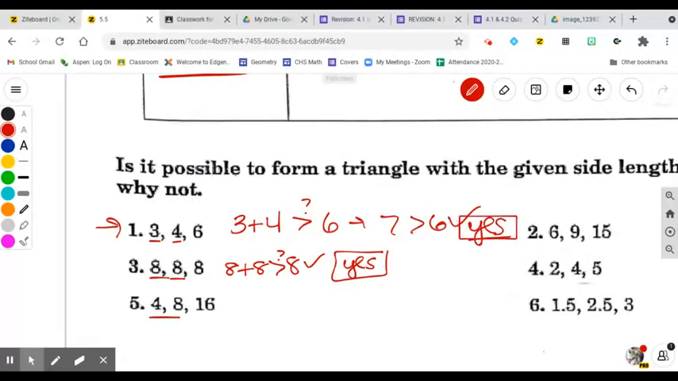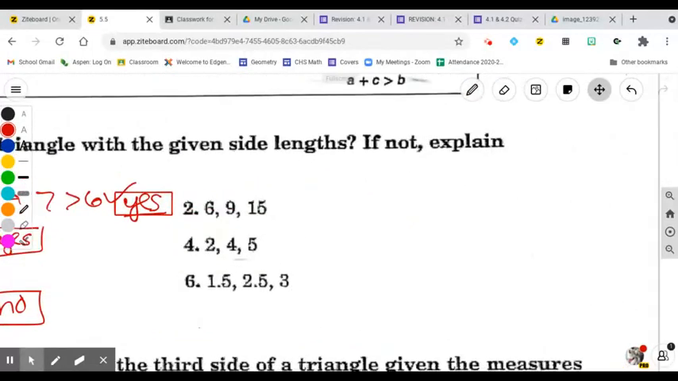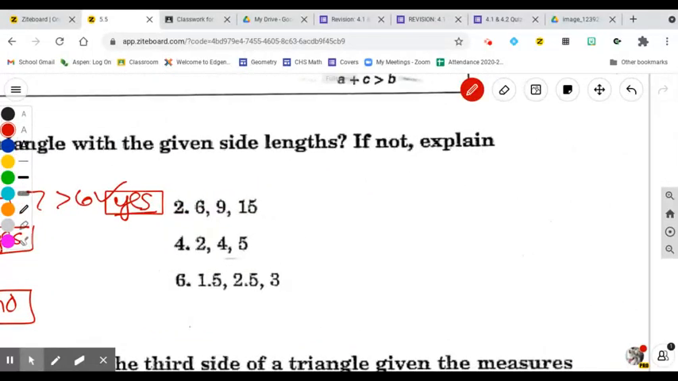This one, these are the two smaller ones, so 4 plus 8, is that bigger than 16? Well, 4 plus 8 is 12, which is not greater than 16, so we would say that no, this one would not make a triangle. And just this work is good enough. You don't have to actually explain why not. But as long as you show work and don't just write yes or no, then that's good enough.